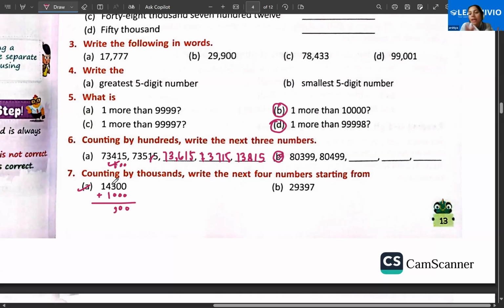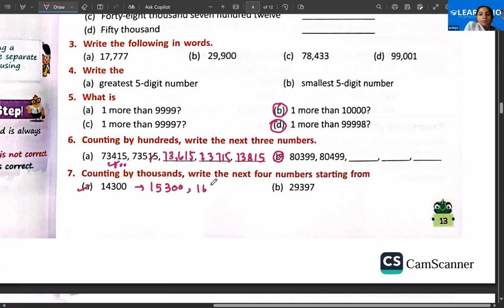So see, how to do these questions is figure out which digit is in the thousands place. So here the place value of 4 is 1,000. So I'll add 1 to it. Okay. So my next number will become 15,300. Okay, ma'am. What should I do next? We have to write four numbers. What should be after 15,300? 15,300.